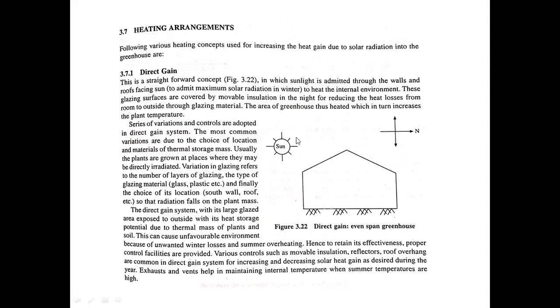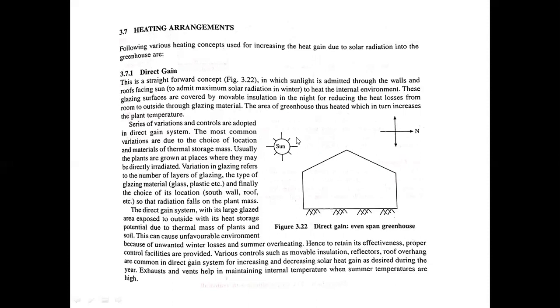So, in the first part, they have told that the orientation and the material used for covering the greenhouse should be such that it admits maximum sunlight and avoids heat losses. The glazing material should be movable so as to insulate it at night, so that the temperature at night is also maintained. And also the roof facing should be towards the sun to admit the maximum sunlight during the winter.